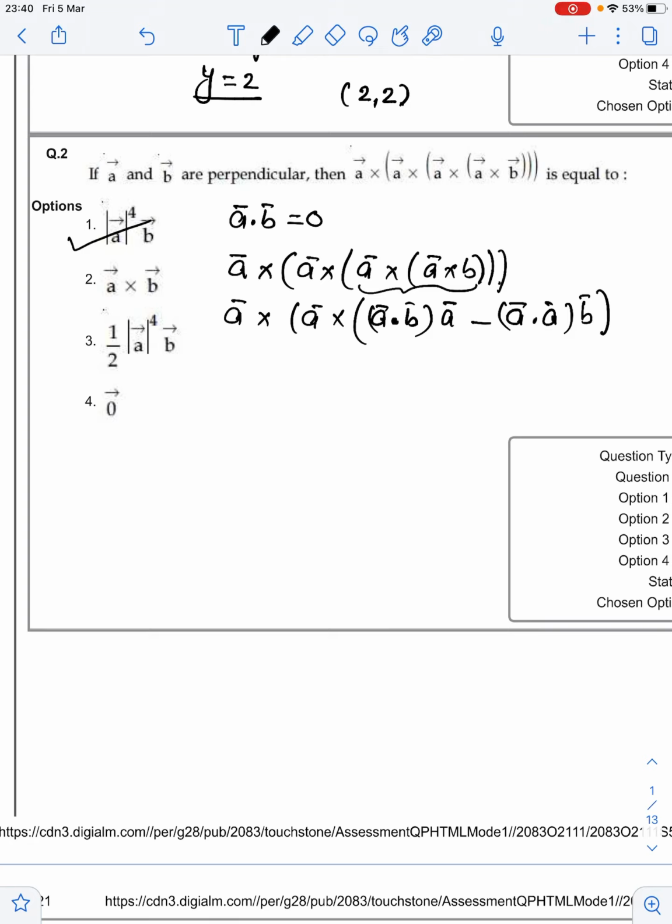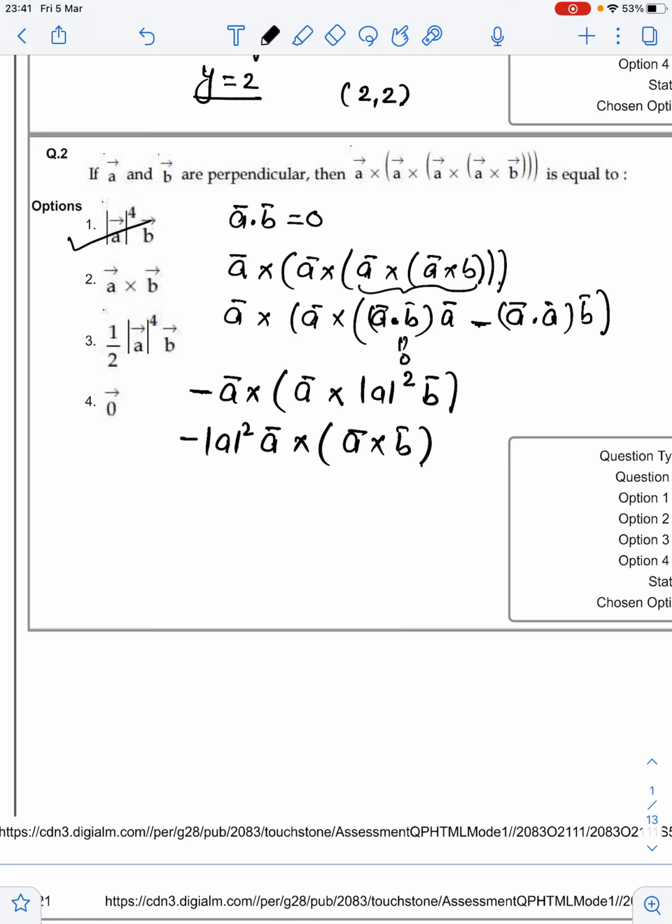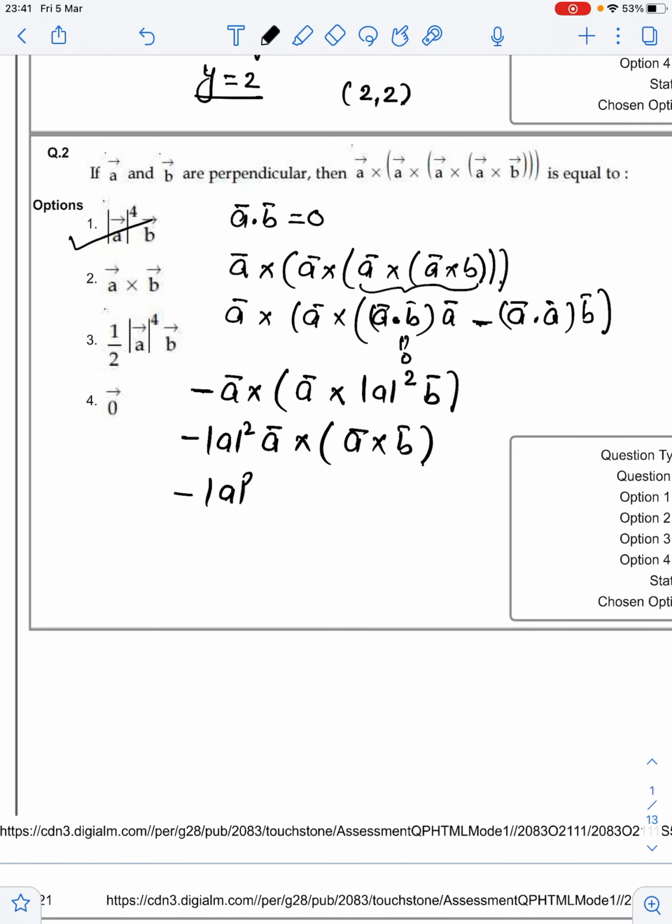A dot B is zero, so this portion becomes zero, and A dot A becomes mod of A square. So this becomes A cross, and the minus comes out totally, and it becomes mod of A square times B. Mod of A square is again a scalar, you can take it out: minus mod of A square, vector A cross B, it comes.